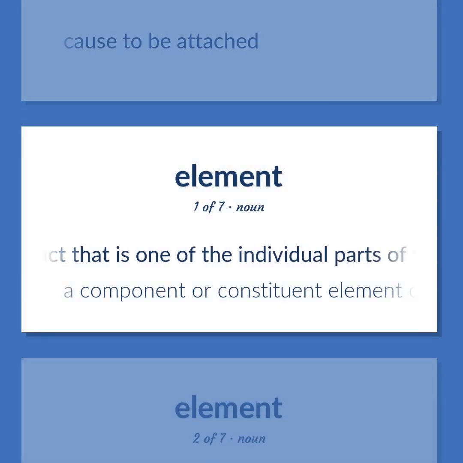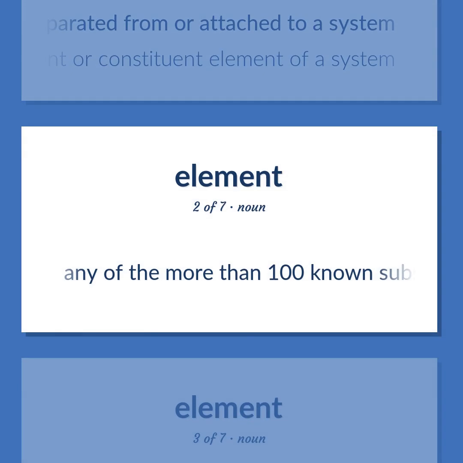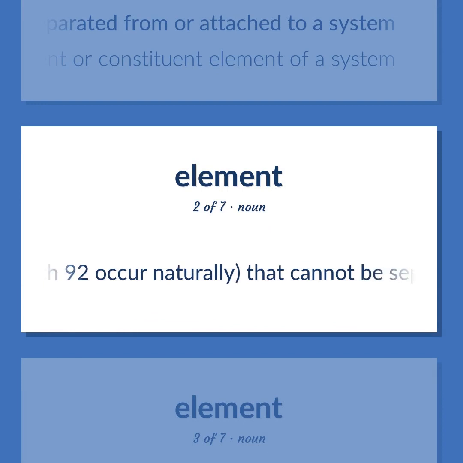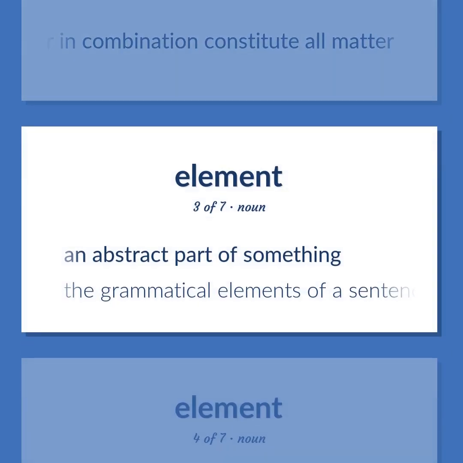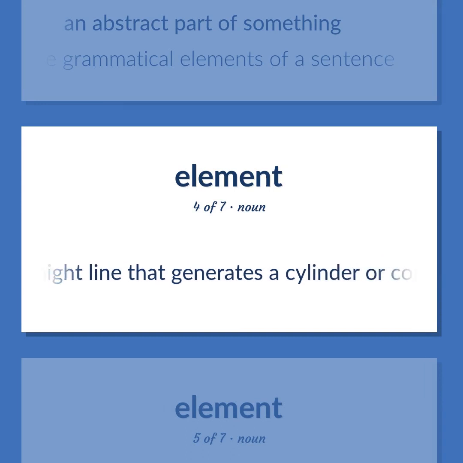An artifact that is one of the individual parts of which a composite entity is made up, especially a part that can be separated from or attached to a system. A component or constituent element of a system. Any of the more than 100 known substances, of which 92 occur naturally, that cannot be separated into simpler substances and that singly or in combination constitute all matter. An abstract part of something. The grammatical elements of a sentence. A straight line that generates a cylinder or cone.